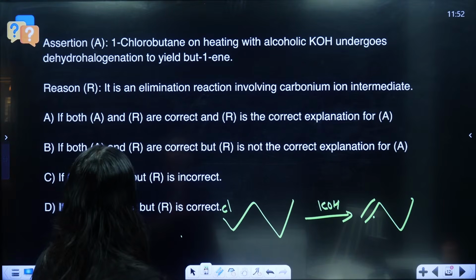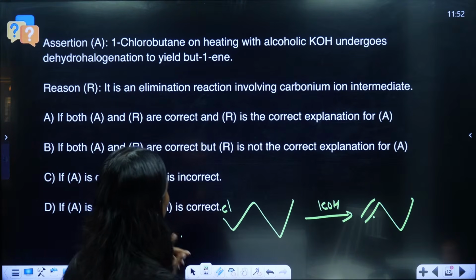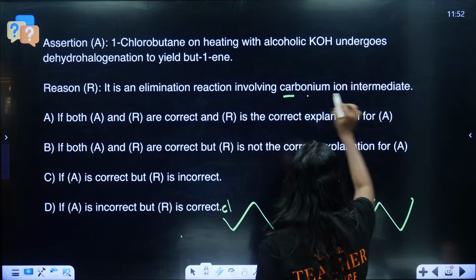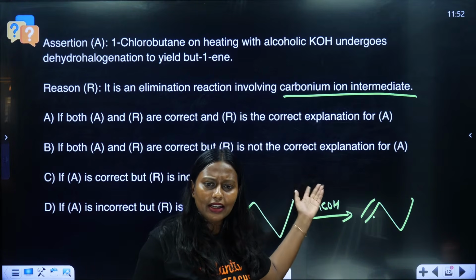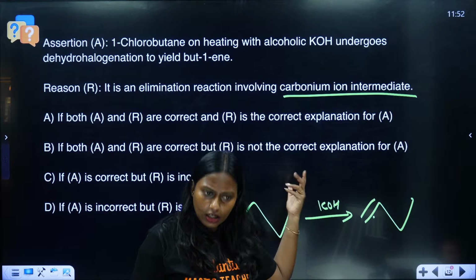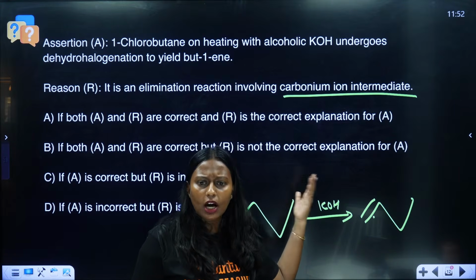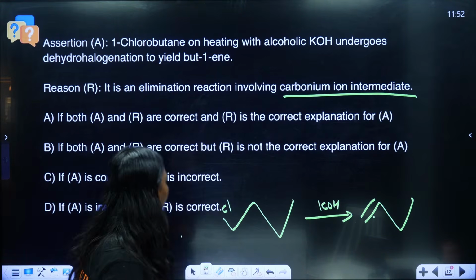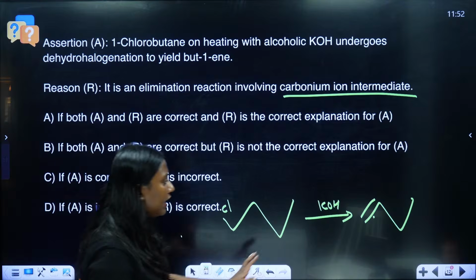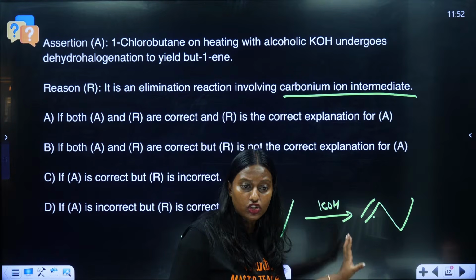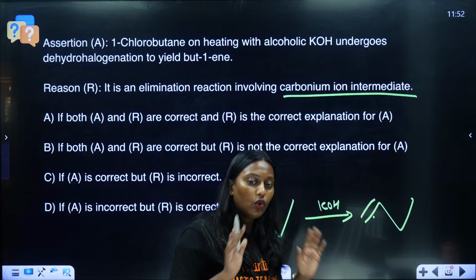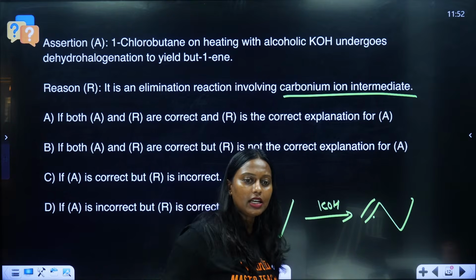It is an elimination reaction involving a carbonium ion intermediate. Are we getting any carbonium intermediate? Carbocation, carbanion or carbon free radical? No, nothing is there. So it's a direct product. You can see a transition state, so there is no intermediate formation.